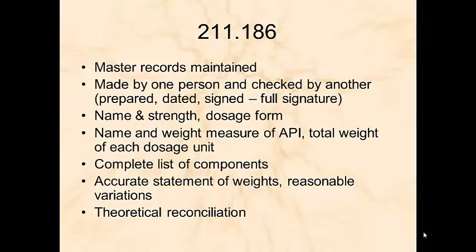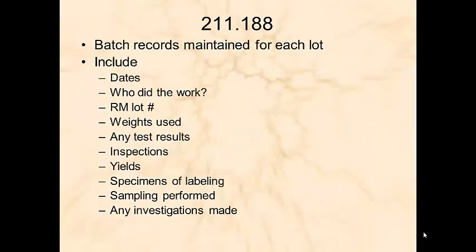186, master records maintained, made by one person and checked by another. Name and strength, dosage form, name and weight of the API, total weight of each unit, complete list of components, accurate statement of the weights, reasonable variation, and theoretical reconciliation to control your process.